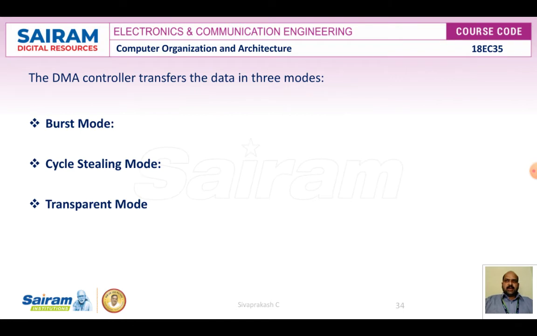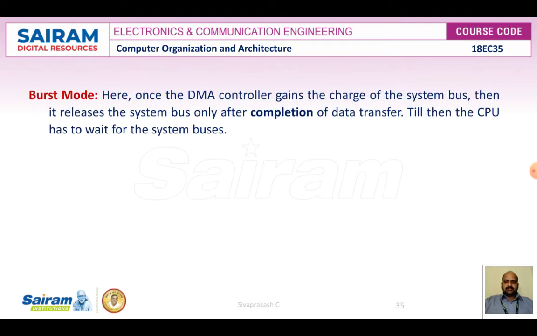The DMA controller transfers the data in three modes of operation: burst mode, cycle stealing mode and transparent mode. Let us see them one by one. What is burst mode? Here, once the DMA controller gains control of the system bus, it releases the system bus only after completion of the data transfer. Till then the CPU has to wait for the system bus. This is called burst mode.